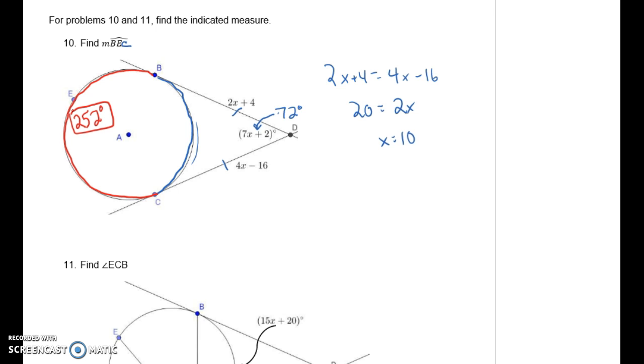All right, so again, the tangent-tangent angle is going to be the minor arc subtracted from 180. The tangent segments are equal. And the tangent-chord angle is half the measure of the intercepted arc.